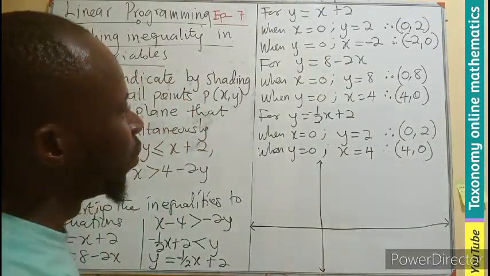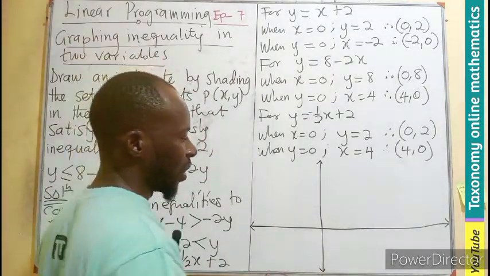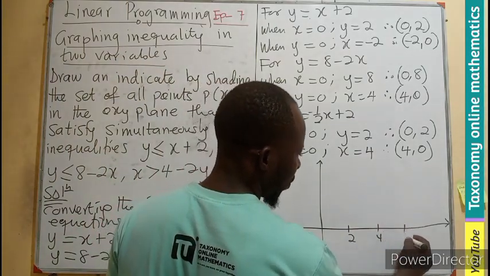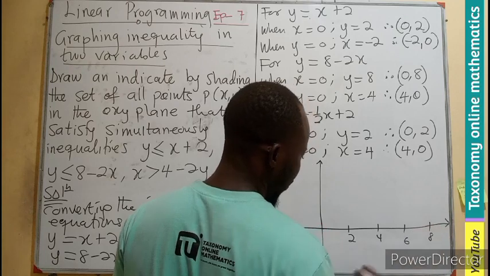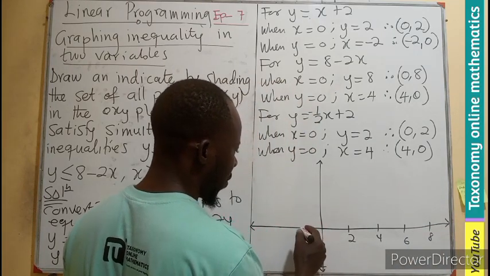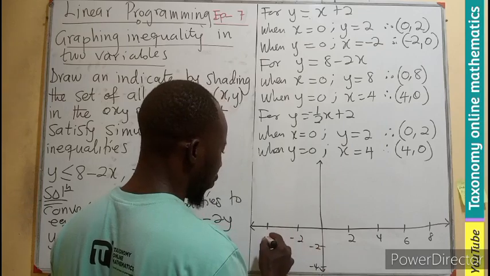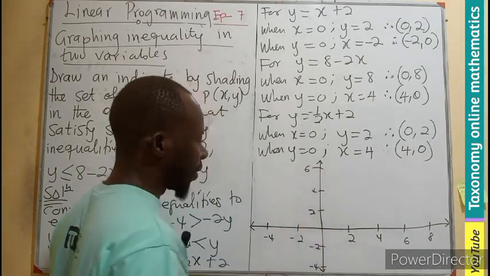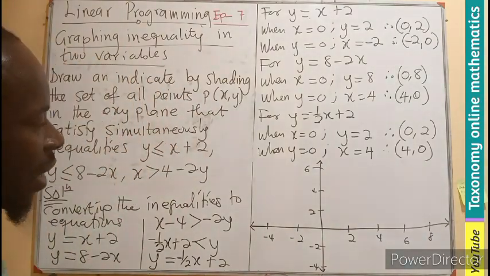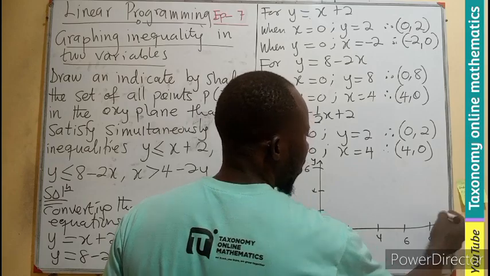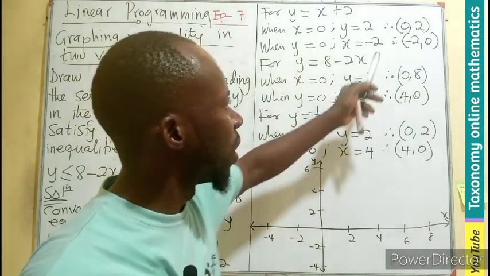What interval are we going to use? Let's use 2, 4, 6, 8. Negative 2, negative 4, and 2, 4, 6. So let's see if we can accommodate all our points. This is the y-axis, this is the x-axis. Let's begin with this one.